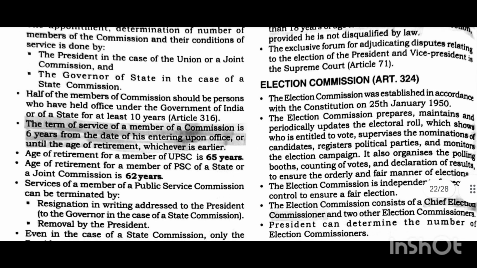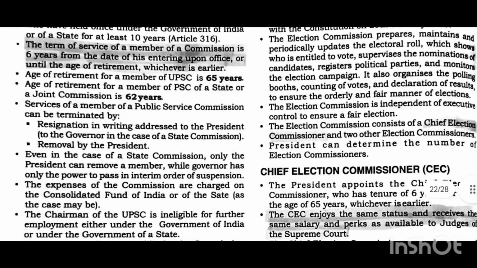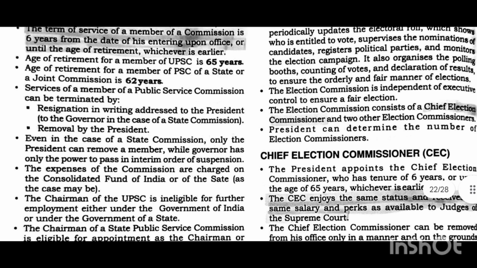Half of the members of the commission should be persons who have held office under the government of India or of a state for at least 10 years. The term of service of a member of a commission is 6 years from the date of his entering upon office or until the age of retirement, whichever is earlier. The age of retirement of a member of UPSC is 65 years. The age of retirement for a member of a PSC of a state or a joint commission is 62 years.